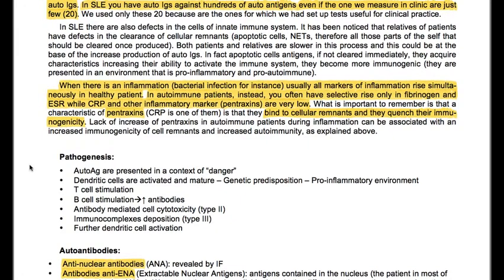Pathogenesis. Autoantigens are presented in a context of danger. Then dendritic cells are activated and mature. We have genetic predisposition and pro-inflammatory environment. Then we have T cell stimulation, B cell stimulation, which leads to an increase in antibodies. Then antibody-mediated cell cytotoxicity, which is type 2 reaction. Immunocomplexes deposition, type 3 reaction, and then further dendritic cell activation.